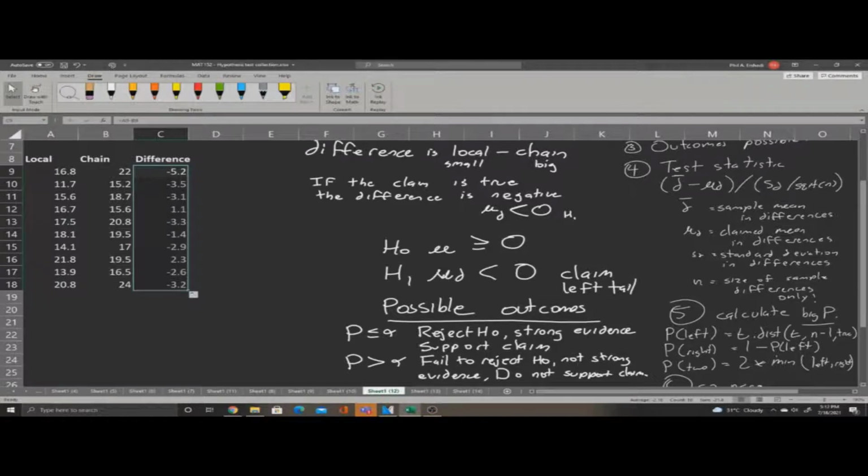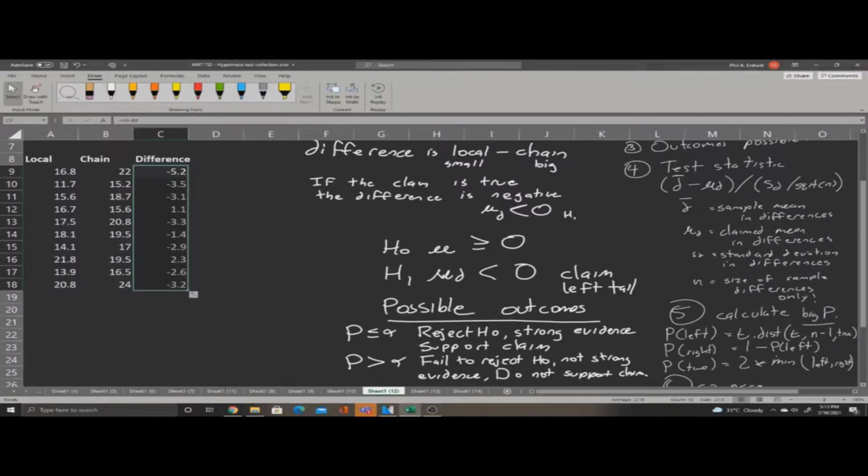Now be careful here. You might be tempted to use the local and the chain values to calculate your test statistic, but that's not a good idea. It's better to use the differences we just calculated. Now, to calculate our test statistic, we'll use d bar minus mu d divided by SD divided by square root n, where d bar is the mean of this list of differences. Mu d will come from the claim, SD will be the standard deviation of this list of differences, and n will be the size of the sample. Once again, we would only look at the differences here.